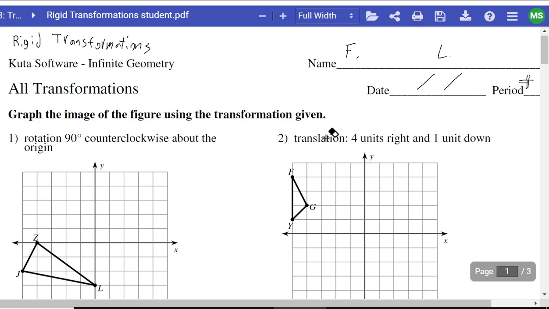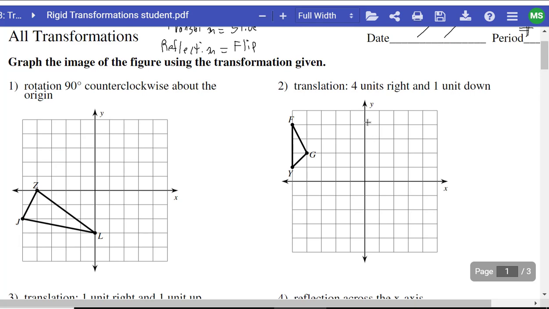So let's talk about rigid transformations. Now we're either going to have a rotate, a turn. So let's write this down. Rotate equals turn. A translation, which is a shift or slide, or a reflection, which is going to be a flip. Flip it over the line. That's it.